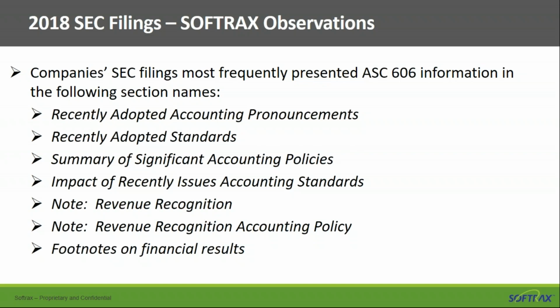The first observation that I want to bring your attention to is the presentation of ASC 606 information, because here we've found that most of the meat, or the qualitative information, which is where you can find each company's story of adoption of ASC 606, is found most frequently under these headers and section names. So when you're looking through these filings, this is where you can find the information. You see recently adopted accounting pronouncements, recently adopted standards, summaries, maybe an impact of recently issued accounting standards, and even in the notes and the footnotes.